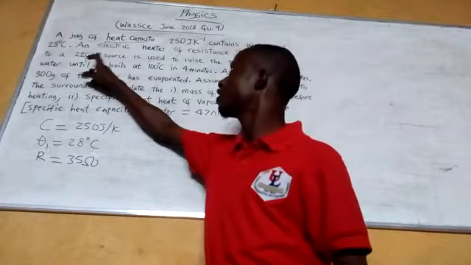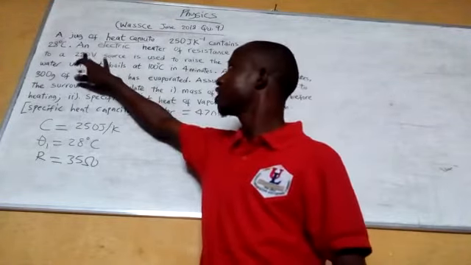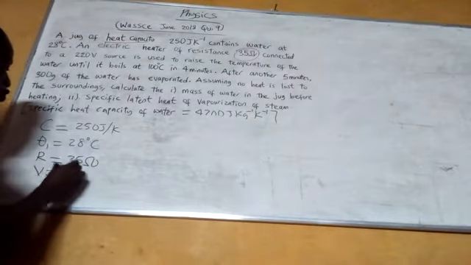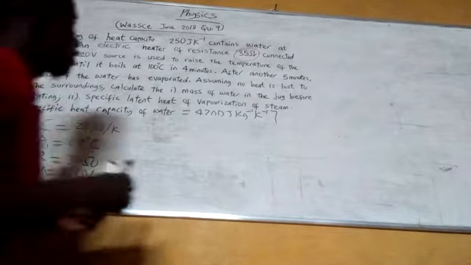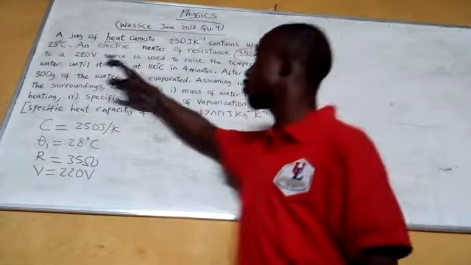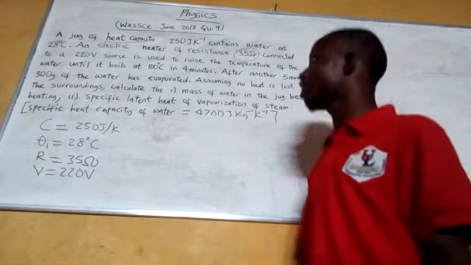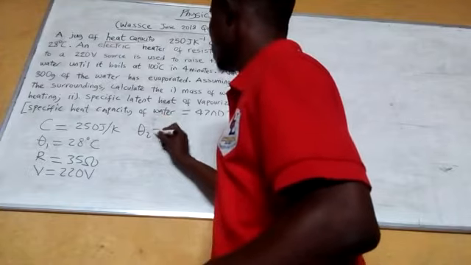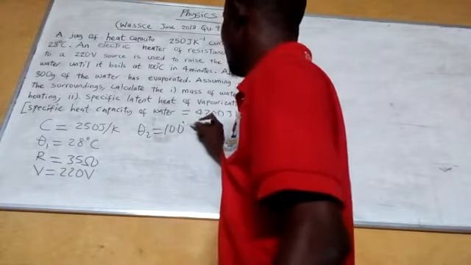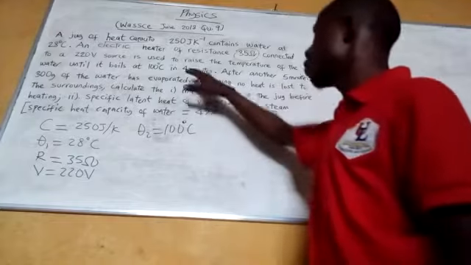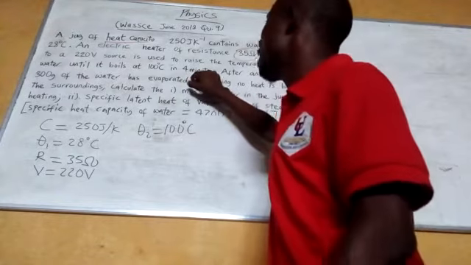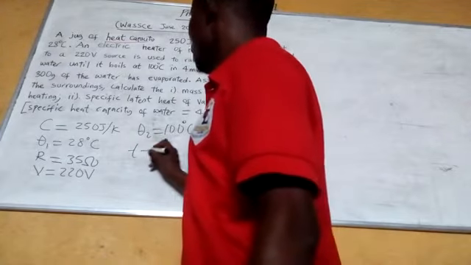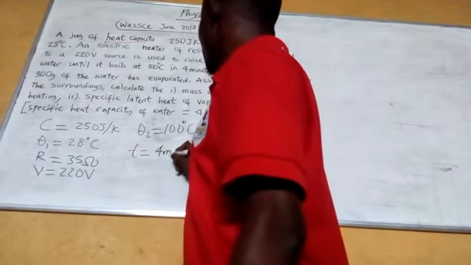Connected to a 240 volt source. So here's the voltage. So the voltage here is given to us as V is equal to 220 volts. It's used to raise the temperature of water until it boils. So the boiling point of water here, which indicates our final temperature, so we can say theta 2 is equal to 100 degrees Celsius in 4 minutes. So the time elapsed for water to boil, T equal to 4 minutes.